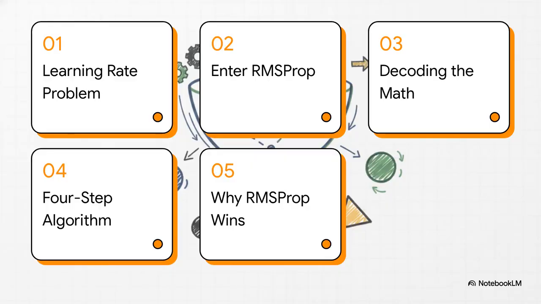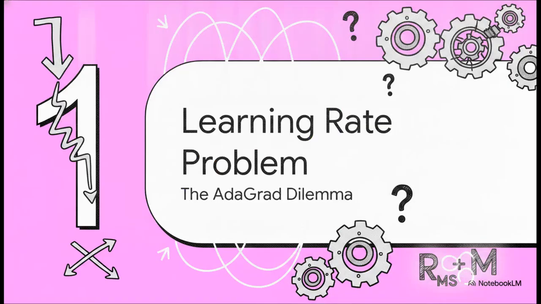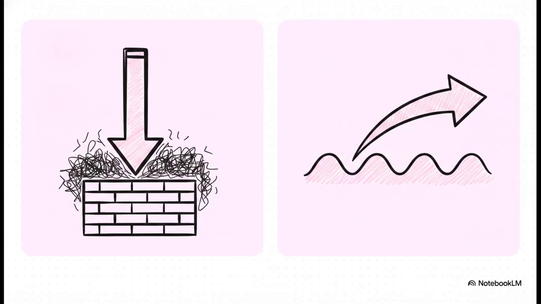So here is our roadmap for today. We'll start with the learning rate problem, then introduce RMSProp, decode the math, walk through the four-step algorithm, and finally wrap up with why RMSProp wins. Okay, part 1, the learning rate problem and the AdaGrad dilemma. To really get this, we have to talk about AdaGrad.